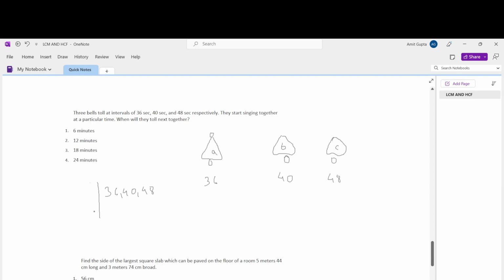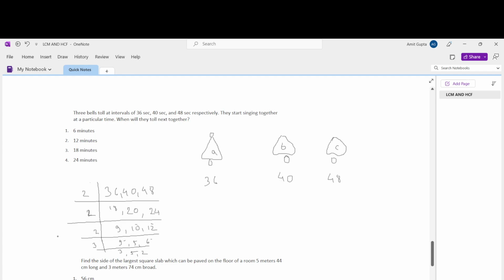The smallest number which can divide them will be 2. 2 into 36 is 18, 40 gives 20, 48 gives 24. Just dividing all of these numbers by 2. We can still divide them by 2. 2 9s are 18, 2 10s are 20 and 2 12s are 24. Two numbers are still divisible by 2. So we'll write 2. 9 is not divisible, so it will be written as it is. 2 5s are 10 and 2 6s are 12. Now 9 and 6 are divisible by 3. 3 3s are 9. 5 is not divisible, write it as it is. 6 is divisible by 3. 3 2s are 6. Now these numbers will further not be divisible by any other number except 1.